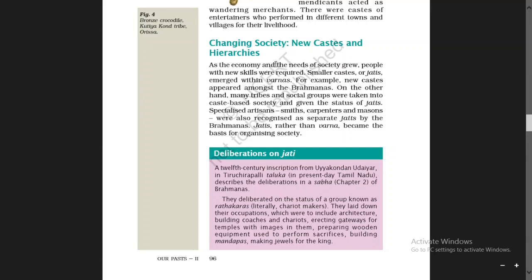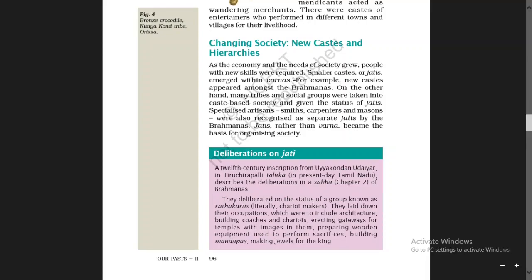So society is changing, that means it is focused on new castes and hierarchies, boys. As the economy and the needs of society grew, people with new skills were required. Smaller castes or jatis emerged within varnas.